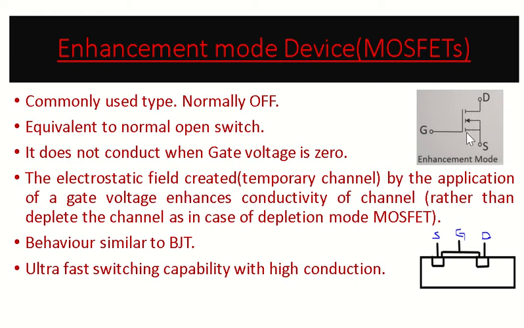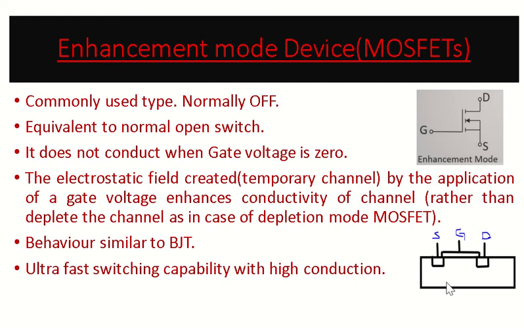So maybe you can just understand that an electrostatic field, or a temporary channel, will be created by the application of this gate voltage, which enhances or increases the conductivity. This is the case in enhancement mode, but in depletion mode it is different. So we will not worry about that as of now. We will only try to understand the enhancement mode of operation of a MOSFET.